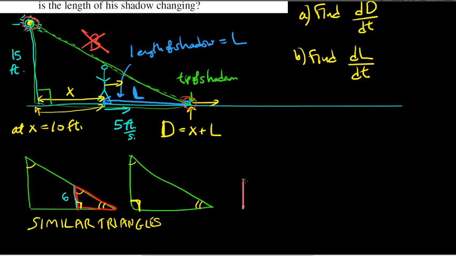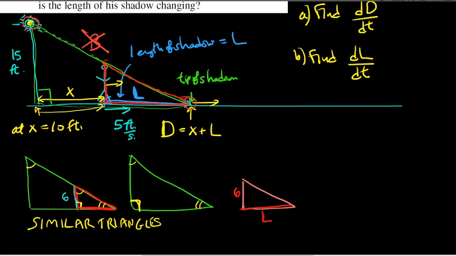So let me draw the red triangle over here. And we know that the height, of course, is 6. And the length is L. That's the length of the shadow. It's the same as the blue one in here. So here's the red triangle in the top picture here. Now I'm really messing it up.